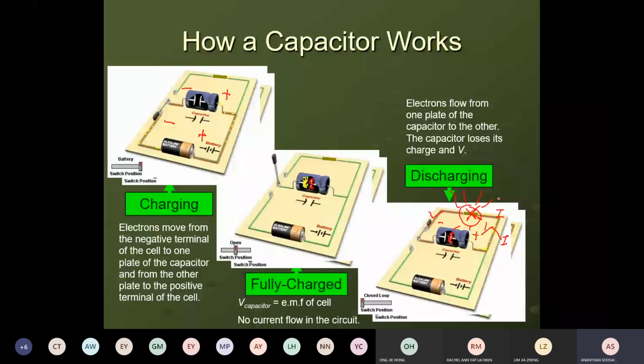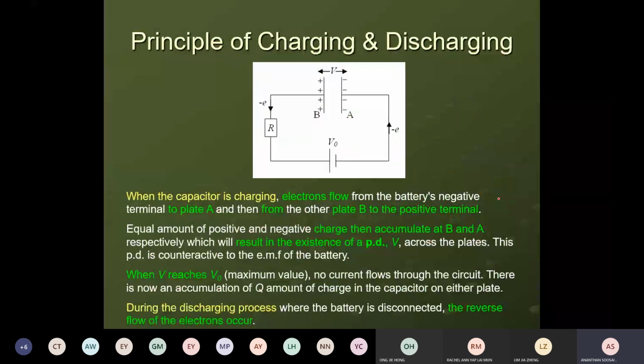Capacitor. Okay, so let's move on. You have to remember this mechanism of charging. This slide is very important. When the capacitor is charging, electrons flow from the battery's negative terminal to plate A, so it becomes negatively charged. An equal amount of positive and negative charge then accumulates at B and A respectively, which results in a PD of V volts across the plates.